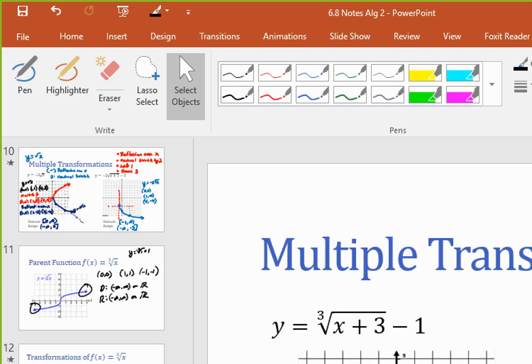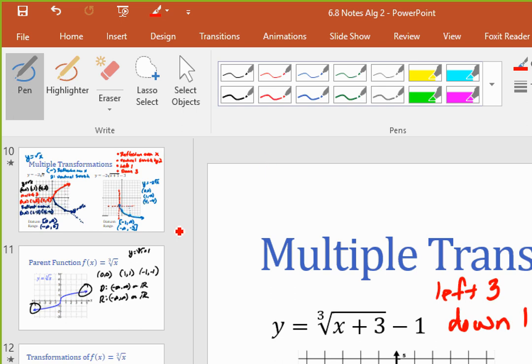So let's do a couple transformation problems now using cube roots. So if I had the cube root of x plus 3 minus 1, the same thing, I'm going to create a new coordinate axis. I know this is going left 3, down 1. So I'm going to go left 3, down 1, and create a new coordinate axis here.